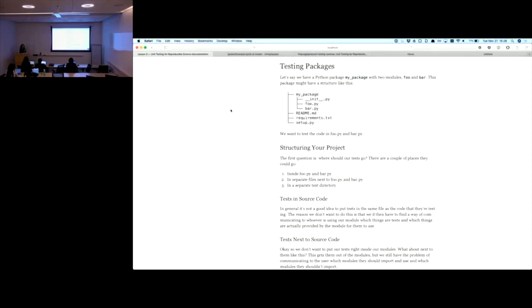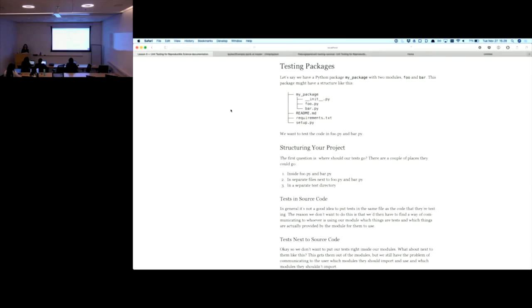For those of you that are not primarily working in Jupyter notebooks, but you are writing actual packages and libraries, there's this question of where should my tests go? Let's say I have a very simple package with this structure. It has two modules, foo and bar, and I want to test the code in foo and bar. There's a couple of different places that I could put my test code.